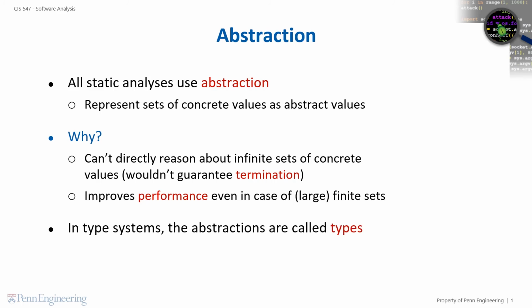The abstractions used in type systems are the types themselves. Each type represents a large, possibly infinite set of concrete values. By abstracting away these large sets, we enable ourselves to reason about the values based on properties they have in common.